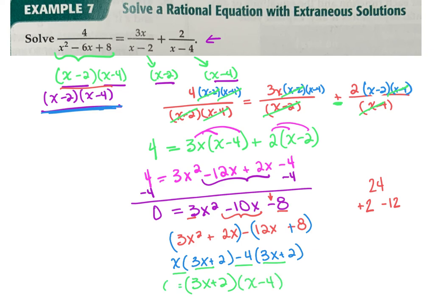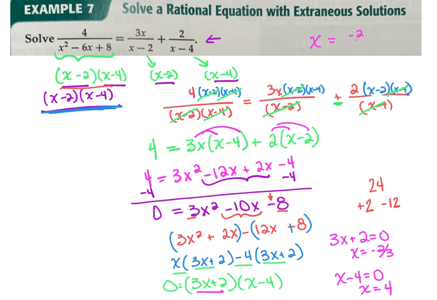But you can use the quadratic formula. We will do both ways. Set each one equal to 0. 3x plus 2 equals 0, so x is going to equal negative 2/3. Subtract your 2, divide by 3. x minus 4 equals 0, so x is going to equal 4. My two answers here are potentially negative 2/3 and 4. Now these are my possible solutions.